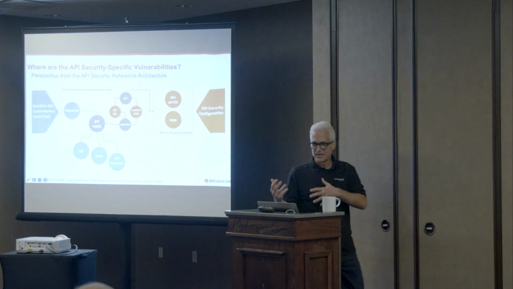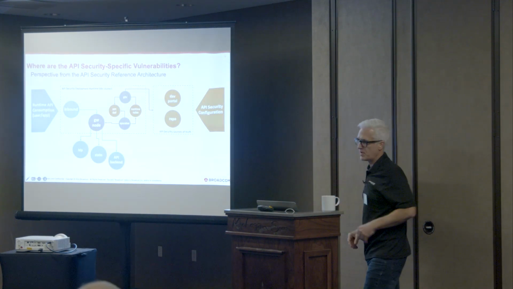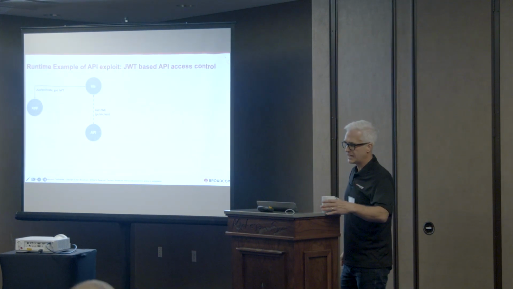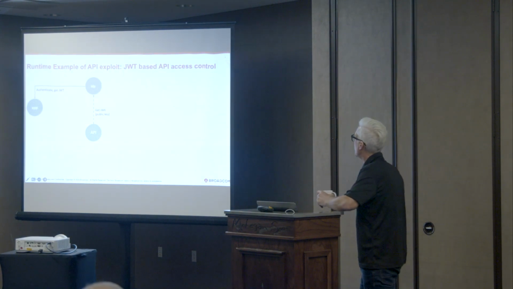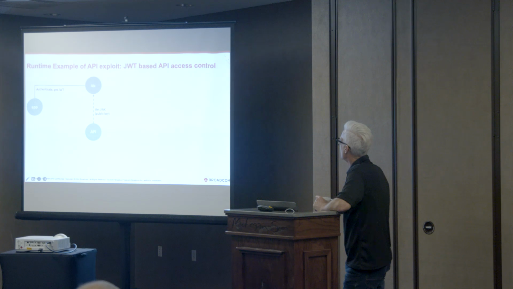Okay, so let's get back to a quantum threat from the perspective of that architecture. The first exploit that we are going to talk about is if you are thinking about JWT-based API access control, which is very common for us. JWT is JSON Web Token, if you're not familiar with it. And how does that work?